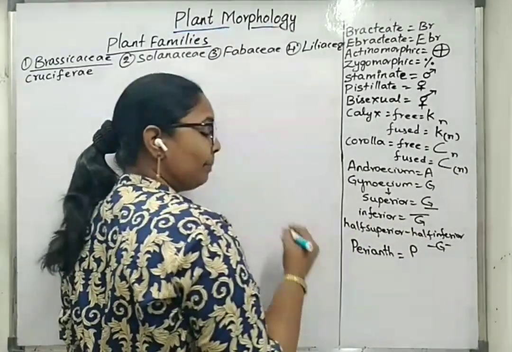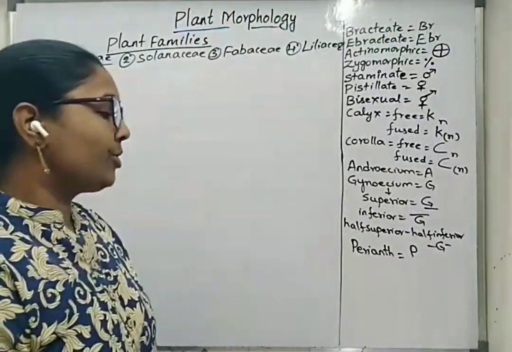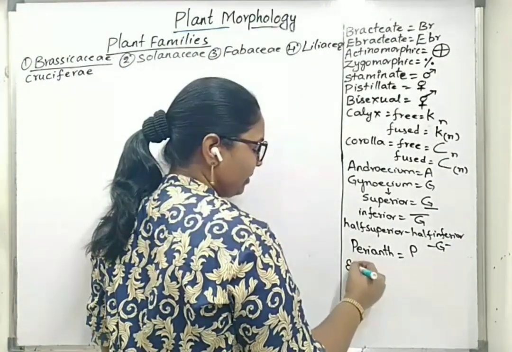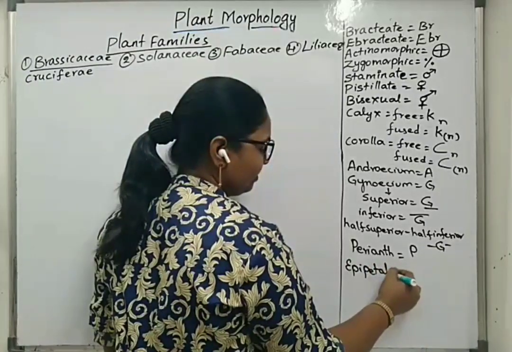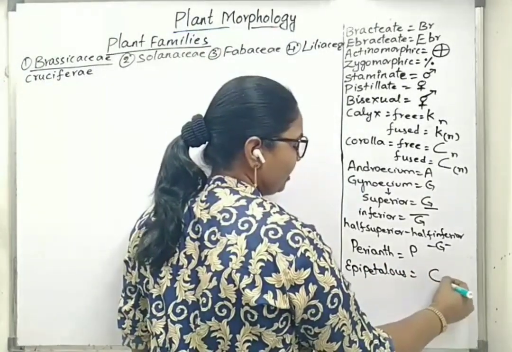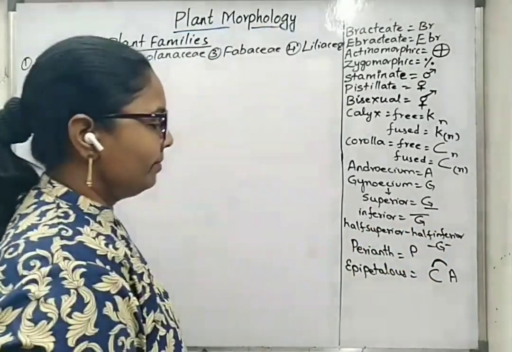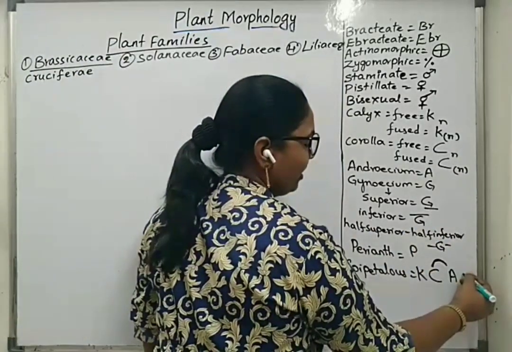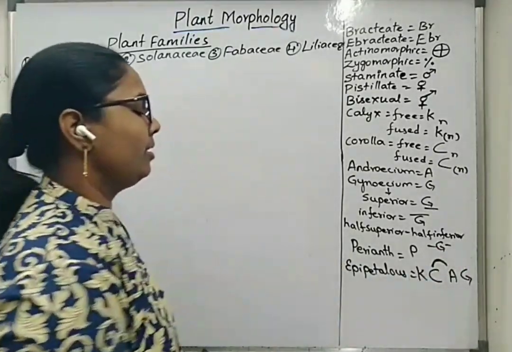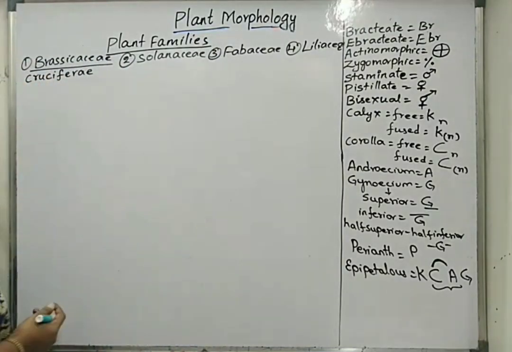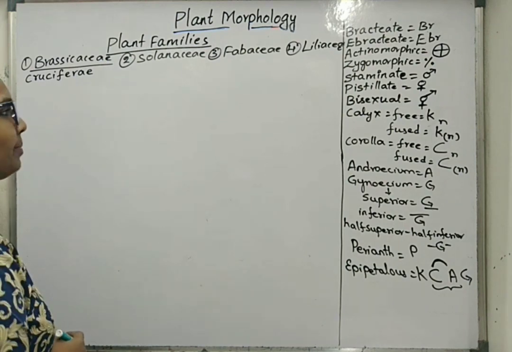Next, epipetalous condition means the stamens are fused with the perianth. It is represented as capital C, A, and an arc-like structure like this. So epipetalous condition is represented like this. These are a few important symbols that are very necessary while reading about families in the plant morphology chapter.